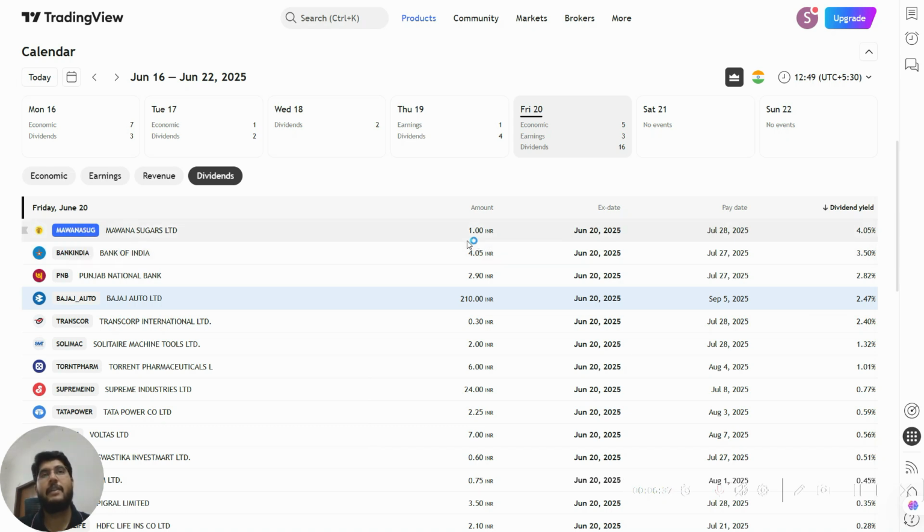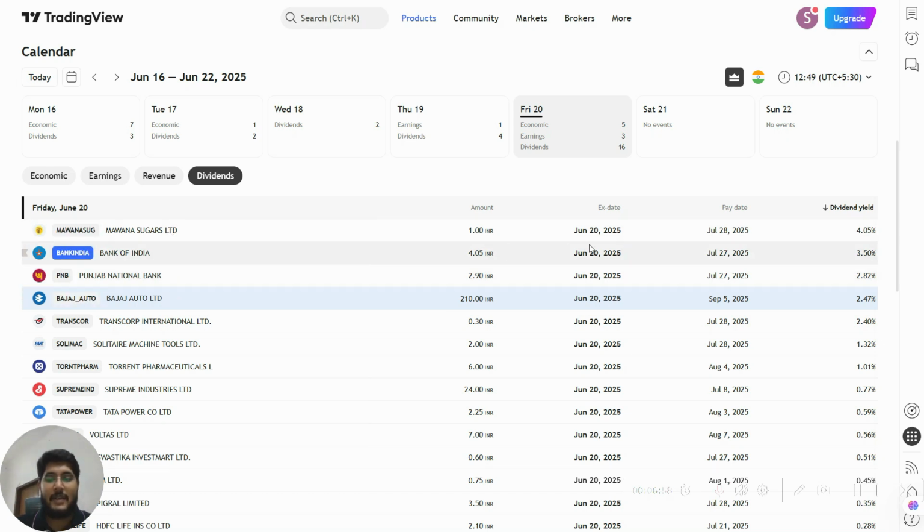It works best when you have this data in front of you, if you want to buy some stocks in the next week, or let's say in the week or two, so that you can easily get them in your portfolio by then, because it takes around 2 days to get that stock in your portfolio as well. If you buy today, the settlement cycle, which we call, now let's see, Mavana Sugars has a dividend yield of 4.5%. That's quite impressive. Then we have Bank of India, Punjab National Bank, Bajaj Auto Limited, etc.